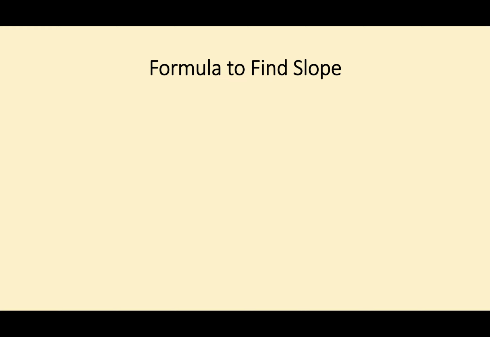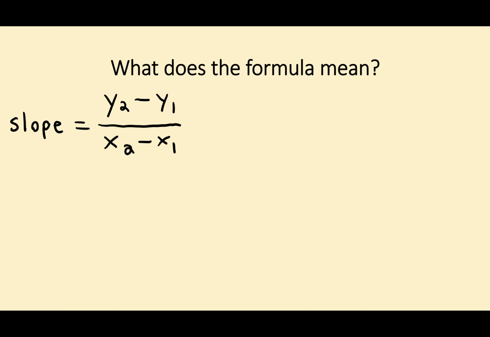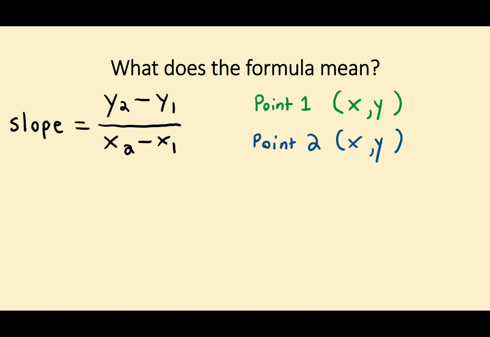So if we want to find slope from 2 points, the formula we need to use is slope equals y2 minus y1 over x2 minus x1. Now, the biggest question is, what does this formula mean? Well, let's review. When you have 2 points that you're using to find your slope, you have a point 1 and you have a point 2. Now, it shouldn't surprise anyone that point 1 is going to have x1 and y1, and point 2 is going to have x2 and y2.